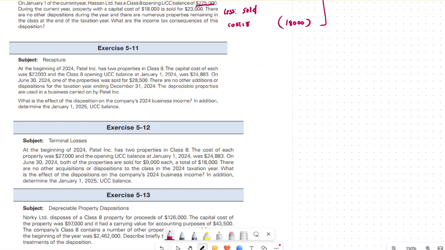It says at the beginning of the period we have two properties. I think it's a similar question, one with a positive and one with a negative. The UCC we started off with is 24,883. We don't have any additions, so we leave the additions, or we call it acquisitions. In our case, acquisition was zero, less my disposal. When you think of disposition, we take the lesser of the cost and the disposition.